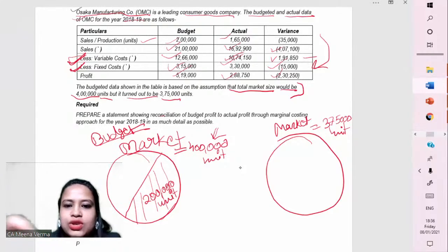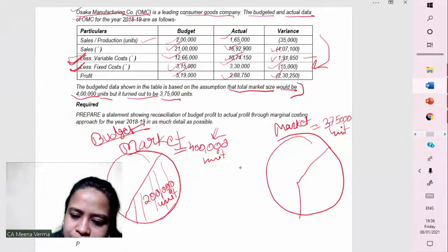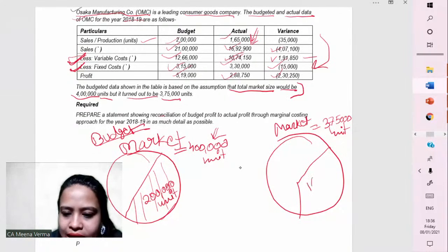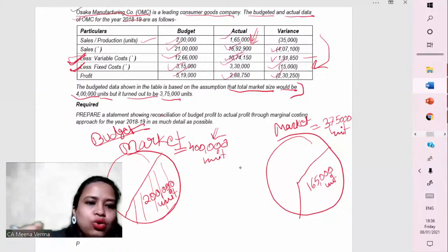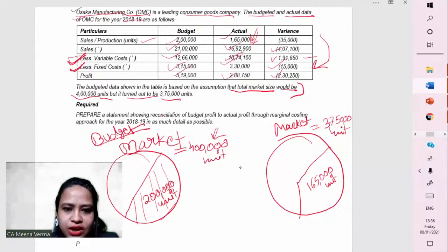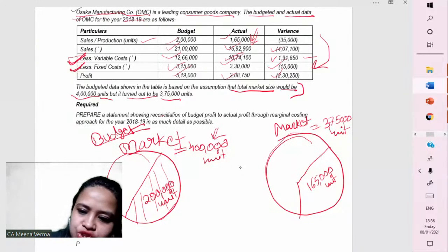However, what actually happened? How many units is my organization actually selling? 1,65,000 units. This is my actual sale. This is the actual sale of my product, this Osaka manufacturing company's product. However, the size of the market has also changed to this.